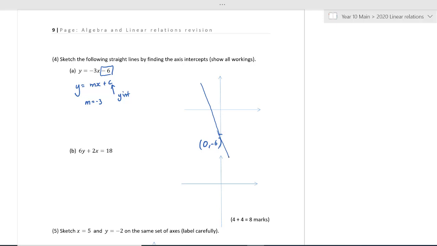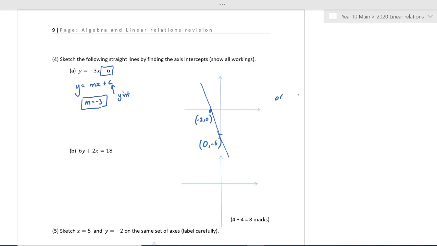Now, yes, indeed, we know that because the gradient is -3, that means that every time it goes across 1, it goes down 3. How would it go down 6? Well, naturally, if you understood that concept of the gradient, it would have to go across 2 and down 6 from that intercept, wouldn't it? So that would be (-2, 0).